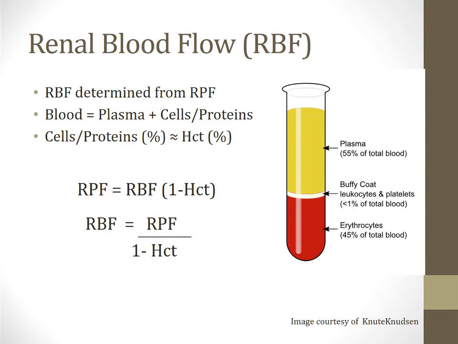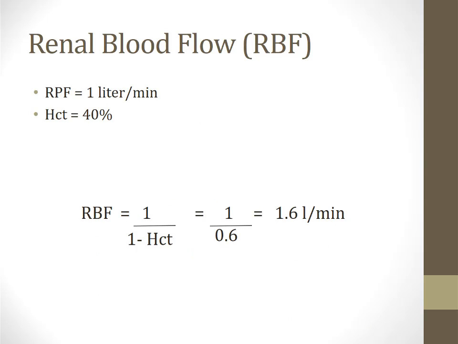Another way we can rearrange this equation is to say that the renal blood flow is equal to the renal plasma flow divided by 1 minus the hematocrit. So for example, if we knew the renal plasma flow from an experiment using para-aminohippuric acid, and we also knew the hematocrit, we could then calculate the renal blood flow. An example of this calculation is shown on this slide.